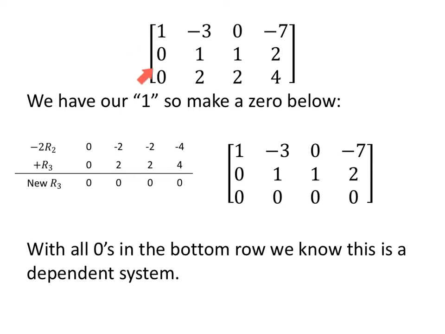We have a 1, and we made zeros below it. We have a 1. It's nice when that works out. We'll get some examples where we have to make a 1 in a little bit, but it's nice when that works out. We want to make a 0 below it.